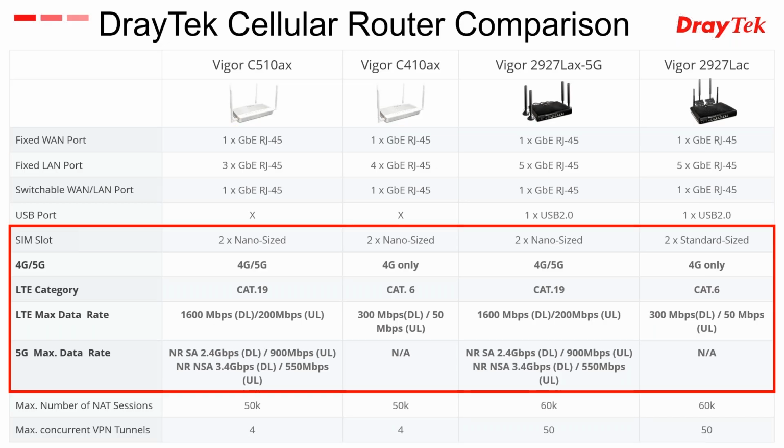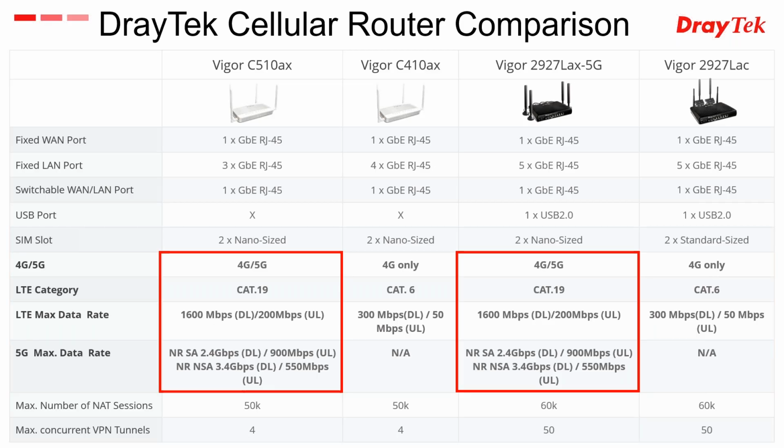So let's focus on that, and we can see that 4G and 5G is available on routers such as the C510ax, and also some previous models you may have seen before, the 2927 LAX-5G would be one of them. They use almost identical hardware, and both of them are Cat19. Let's compare them one by one. The speeds are quite similar as well.